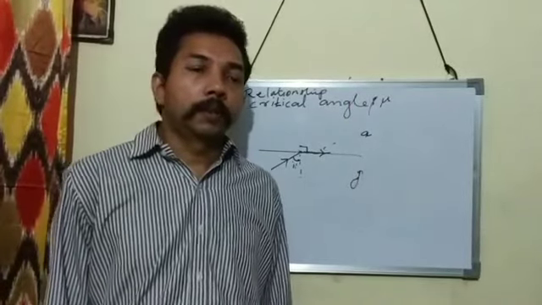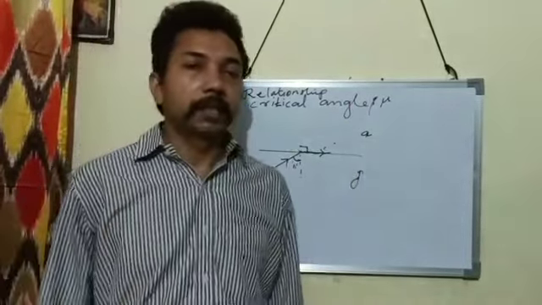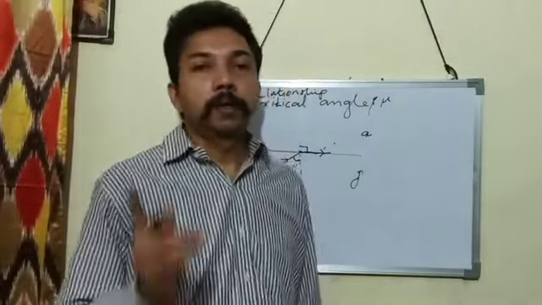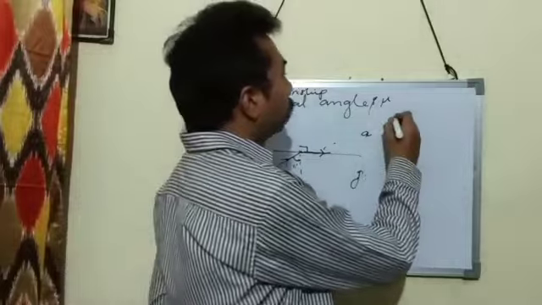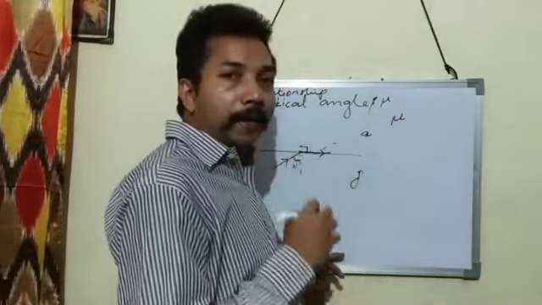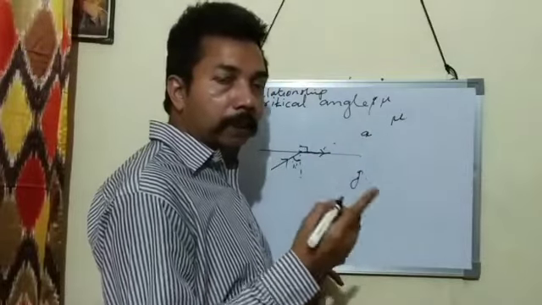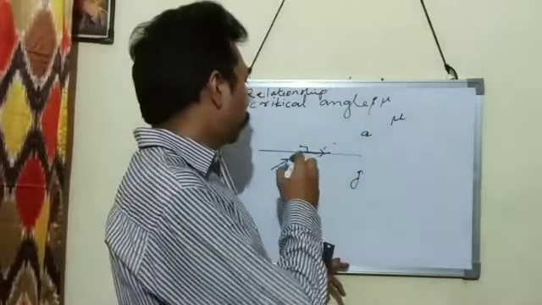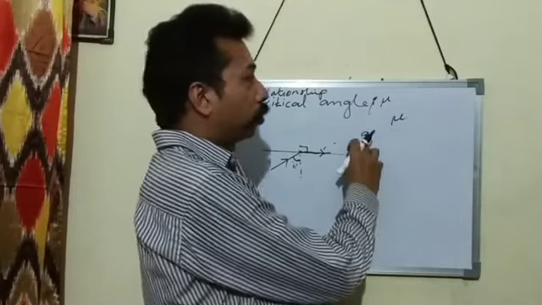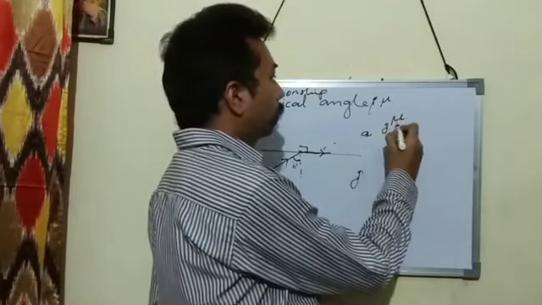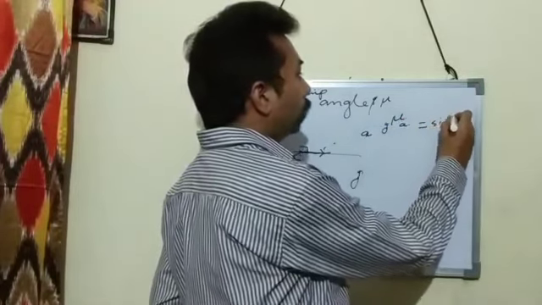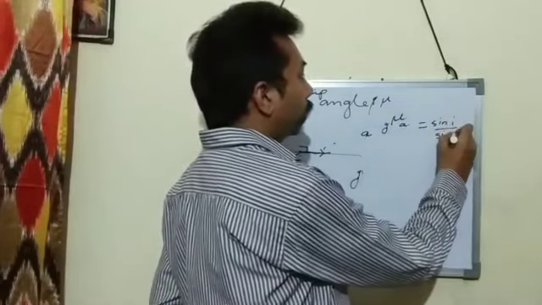Now next is the relationship between critical angle and refractive index. According to Snell's law, refractive index is equal to sin i upon sin r. Here we take it as light goes from glass to air. The refractive index of air with respect to glass is equal to sin i by sin r.